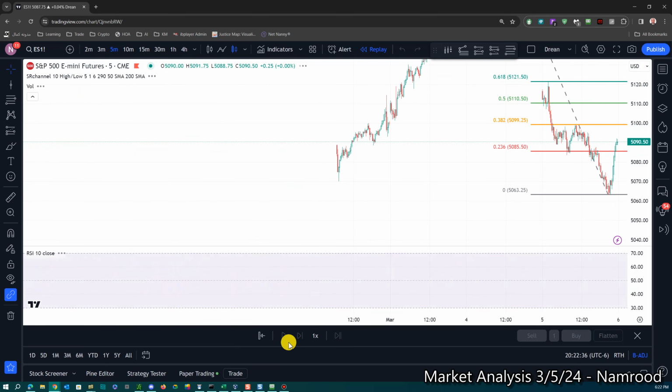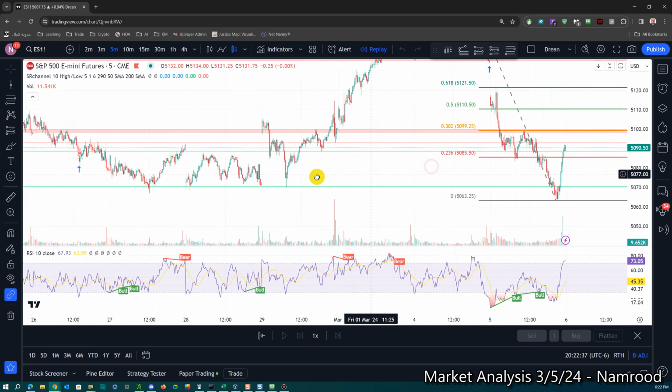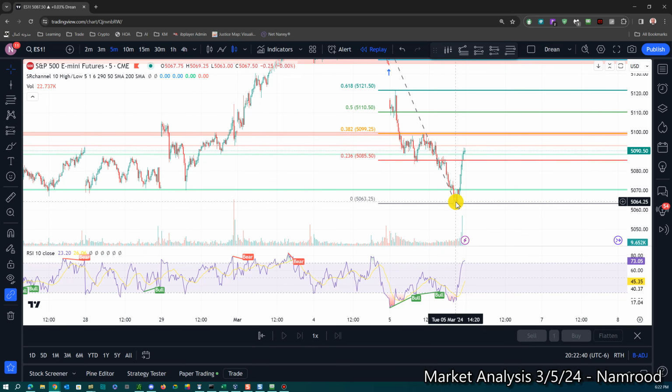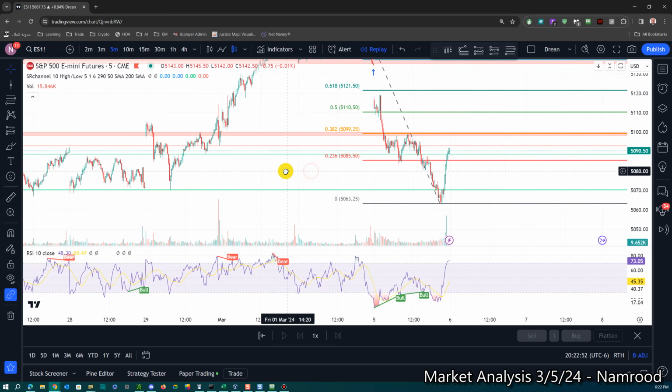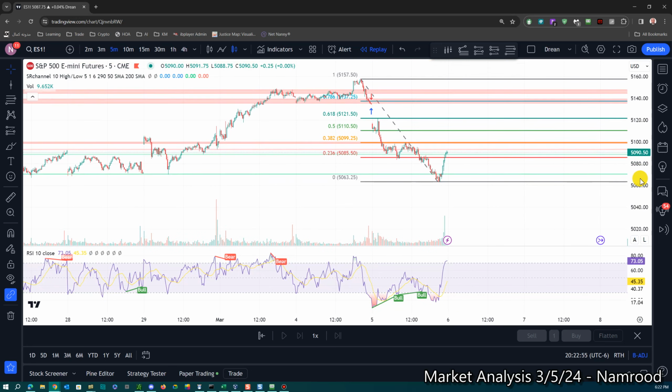But then what happens is it found support here at the 562, 506, and then bounced back up high at the end of the day, breaking the 23.6. So the question that everybody is asking, okay, what's going to happen tomorrow?